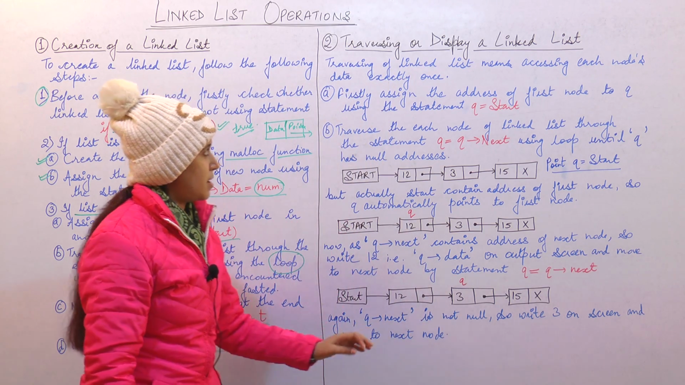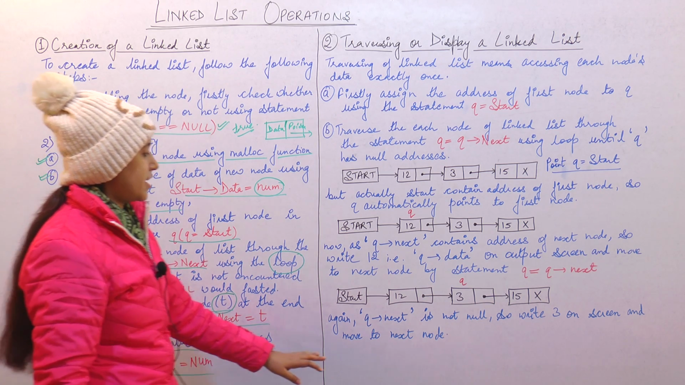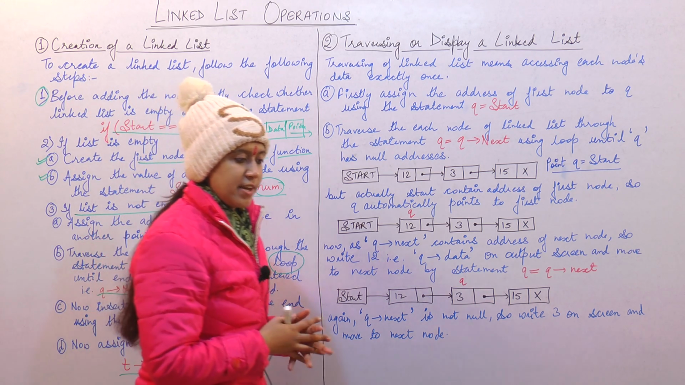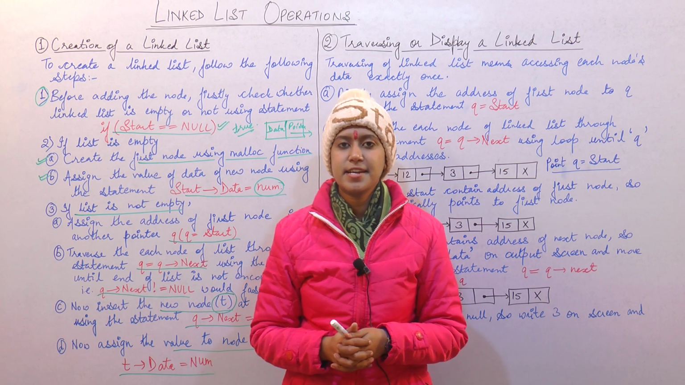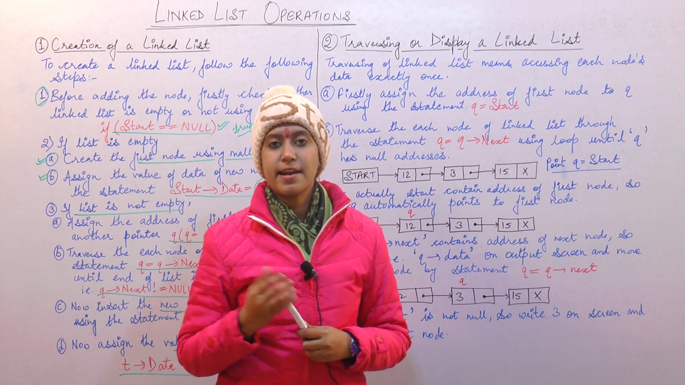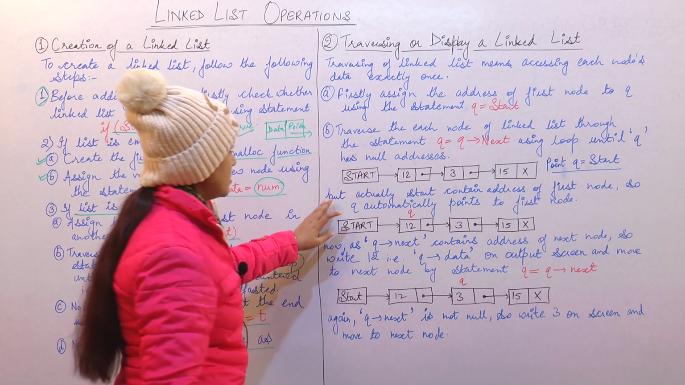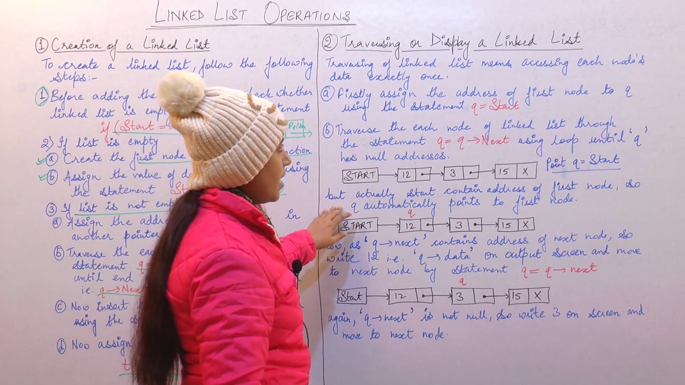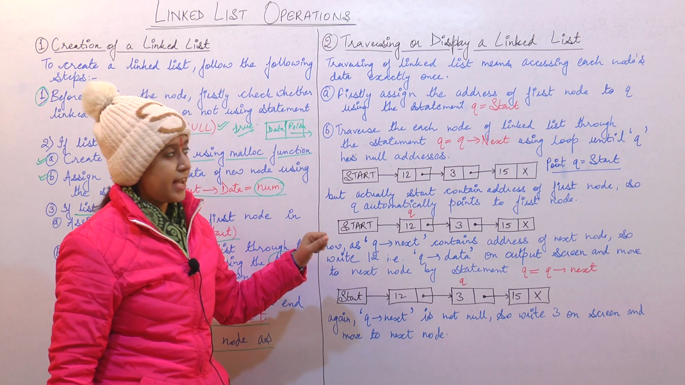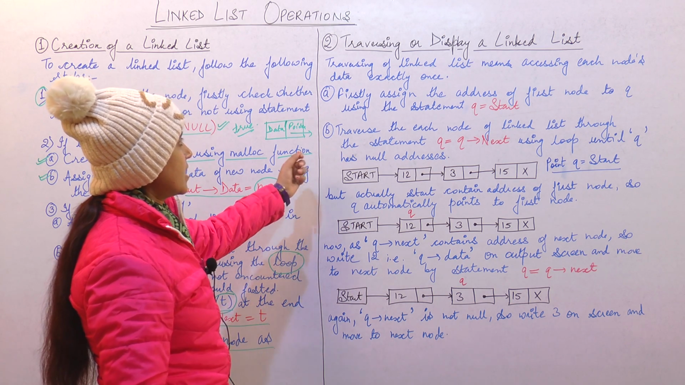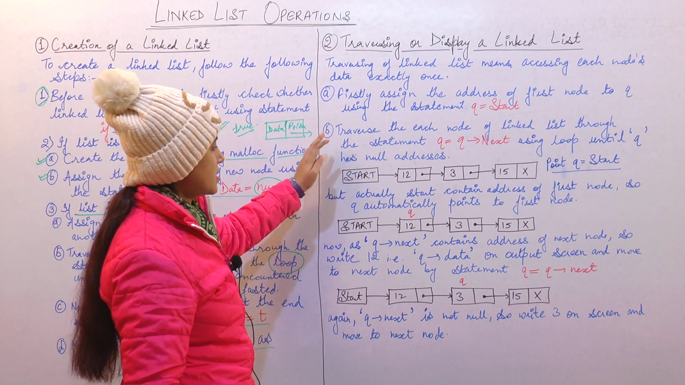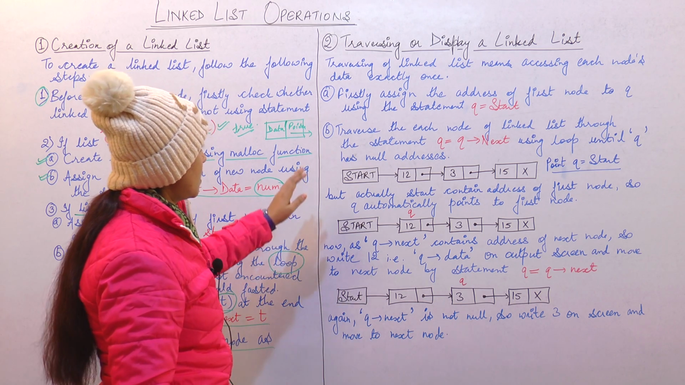Now discussing traversing or display of a linked list: when we have an already created linked list, how can we traverse each and every node of that linked list exactly once? Traversing means accessing each node's data exactly once. So how can we traverse or display a linked list? We will study the following steps.